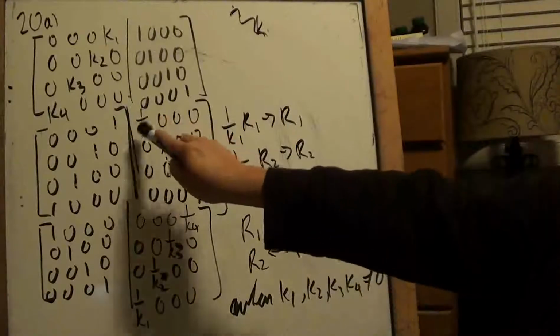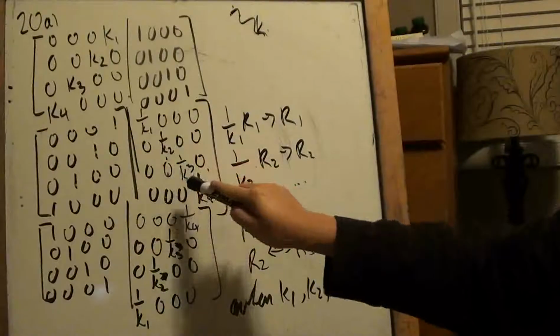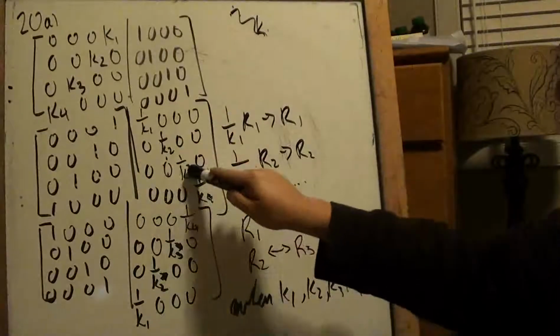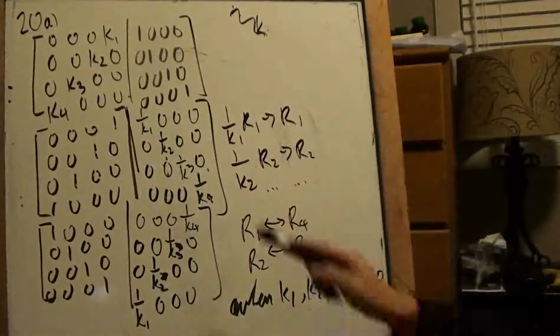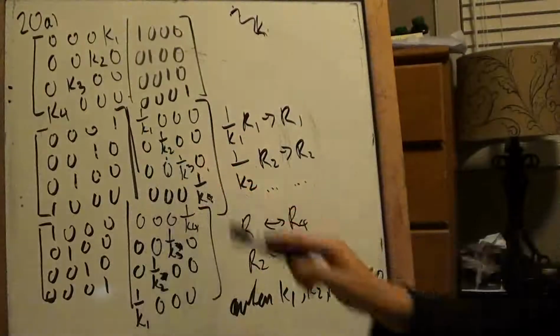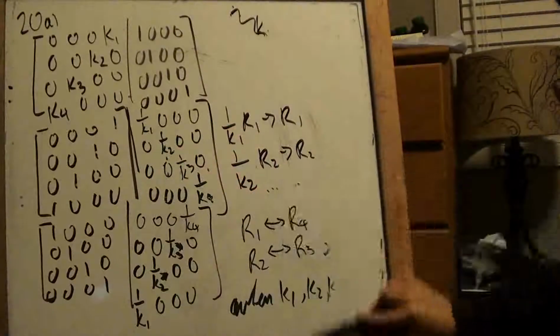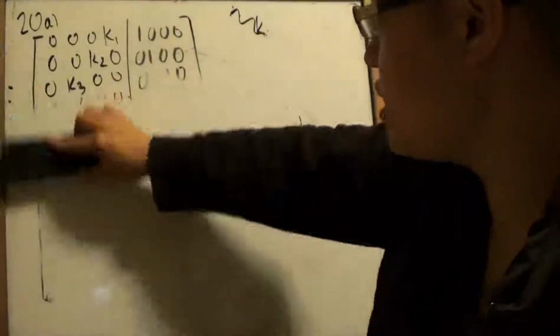Now, why not 0? Because 1 over K1, 1 over K2, 1 over K3, 1 over K4 becomes undefined if any one of them is 0. So the question already implied the statement. I guess it's not the end of the world if you don't write it, but technically you should.